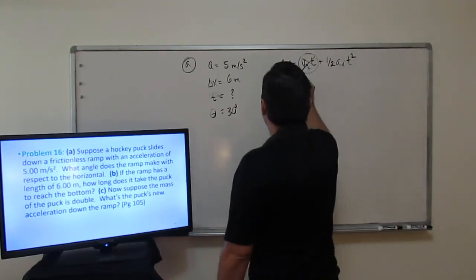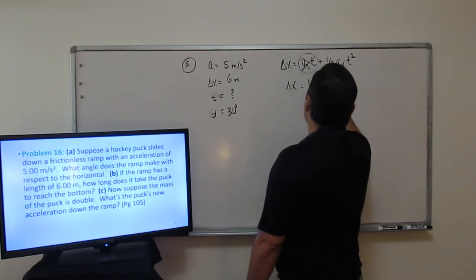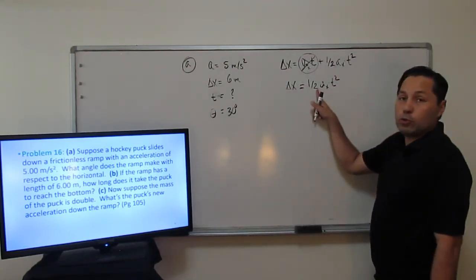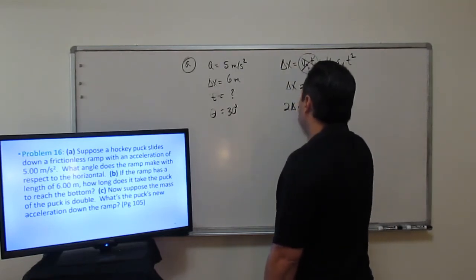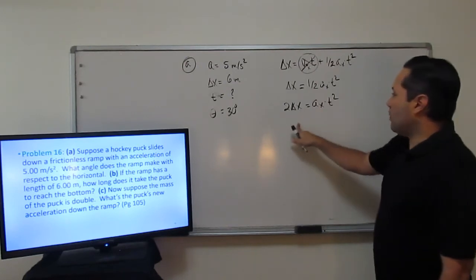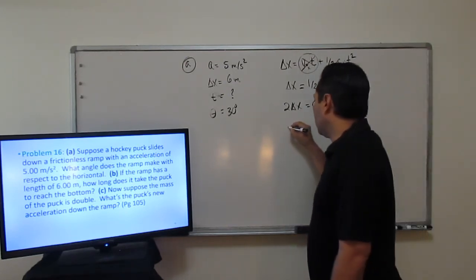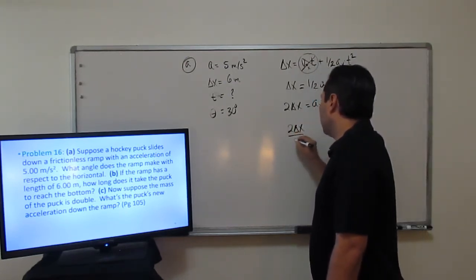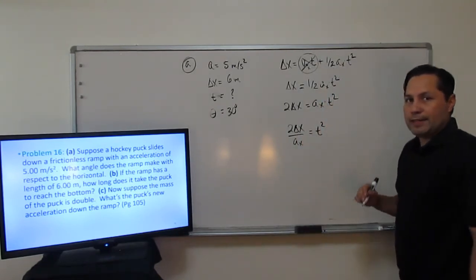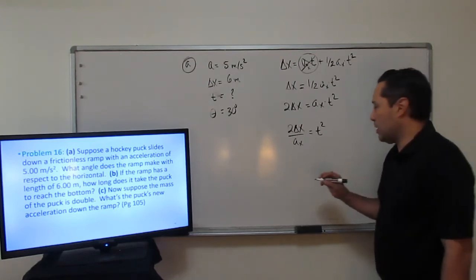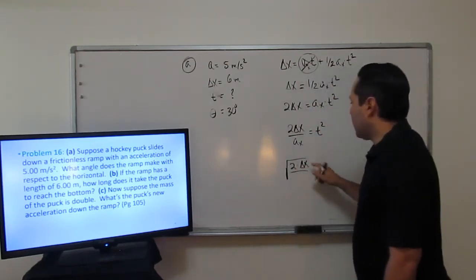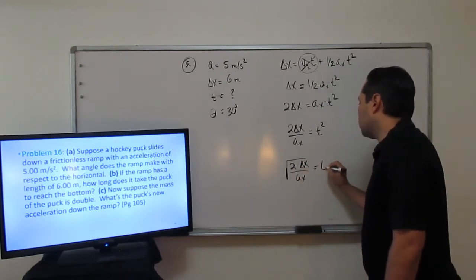So 1/2 acceleration times time, multiplied by 2 to get rid of the half. And divide by a on both sides, divide by acceleration, so it's going to give us this. And finally square root it so you can have the time isolated. I don't want time squared, I just want time. So the square root of 2 times delta x over acceleration on the x-axis is equal to the time it would take.